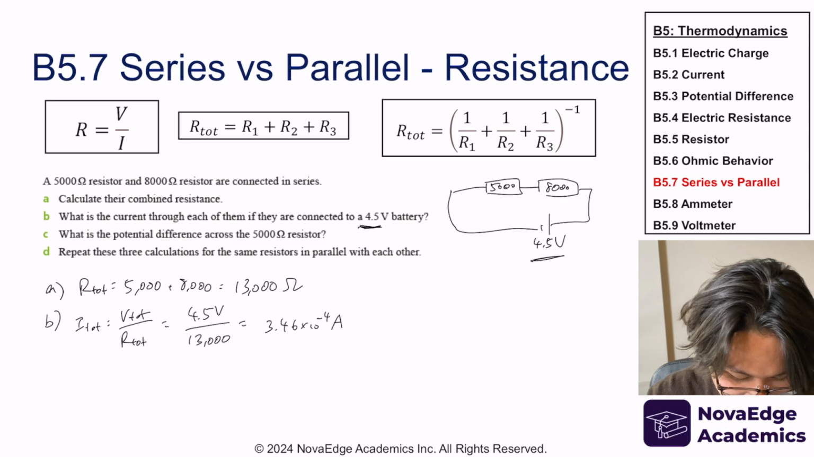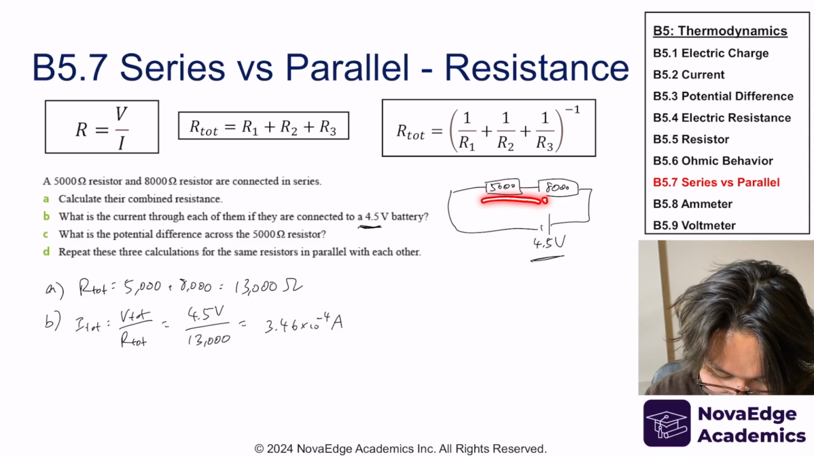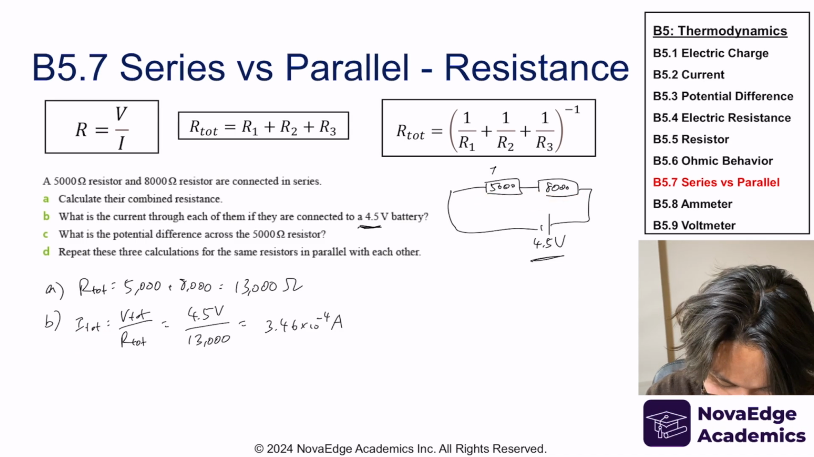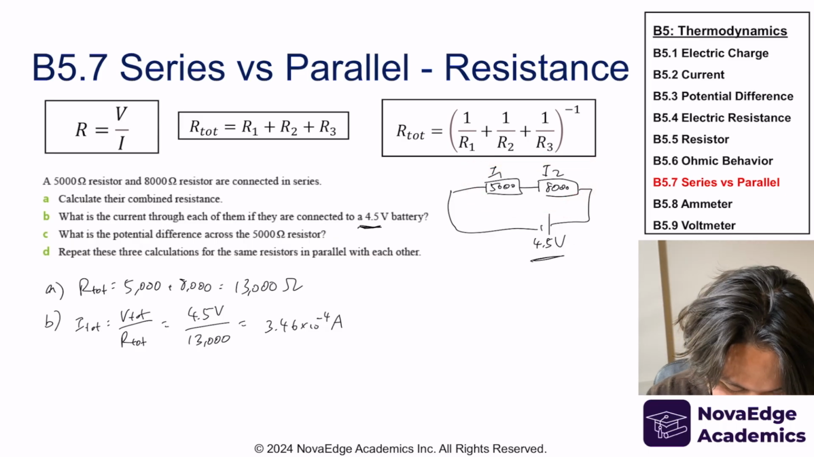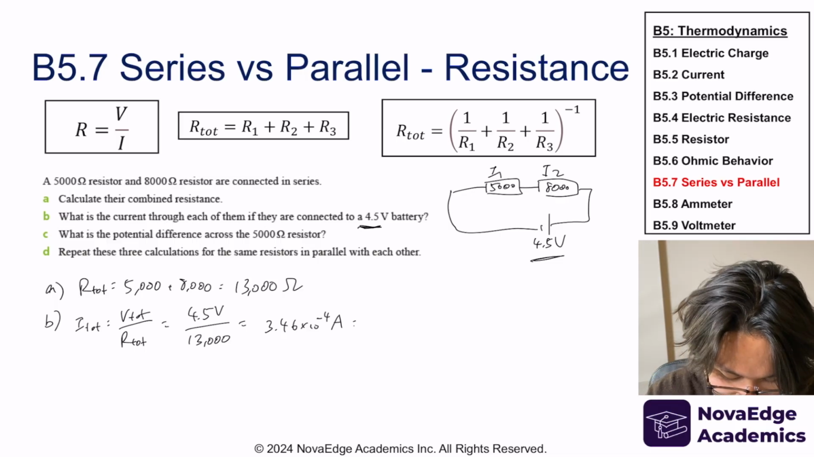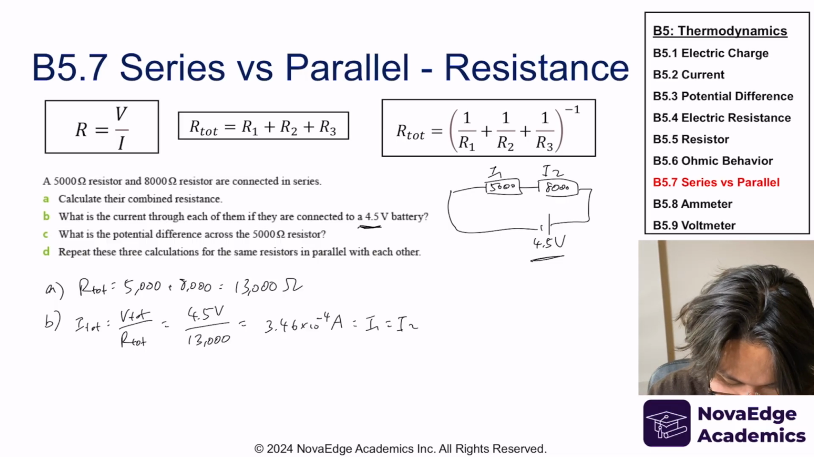Okay, but I'm not interested in the I total. I'm interested in I1 and I2. So let me call this I1 and I2. Okay, but notice how they're in series. So I1 and I2 are equal, and they are equal to the I total as well. Okay, so I figured that out.